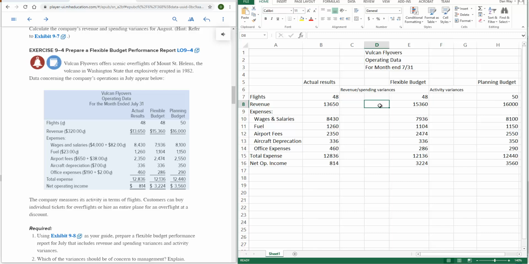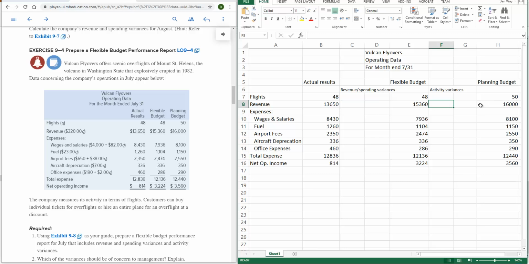Okay, so let's start thinking about some differences here in terms of our activity variances. So we know that we flew or conducted 48 flights during the period, but had expected to do 50. So we can already know what direction our activity variances are going to be going. From a revenue standpoint, that should be lower or unfavorable. From an expense standpoint, that should be lower or favorable, again, because we conducted fewer flights than we expected to. So let's take them one by one here.